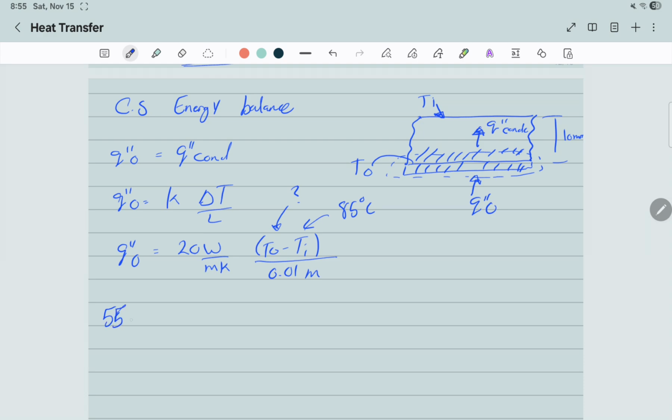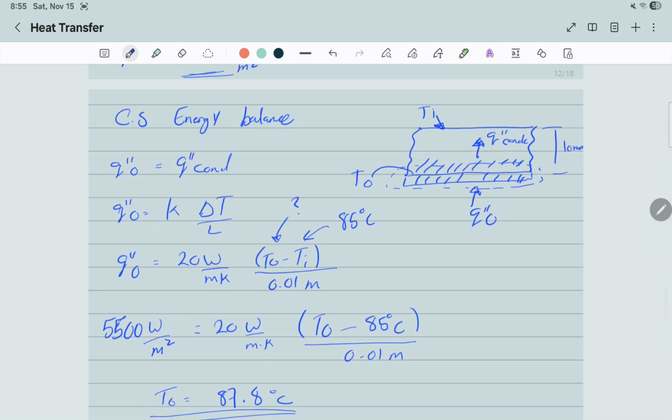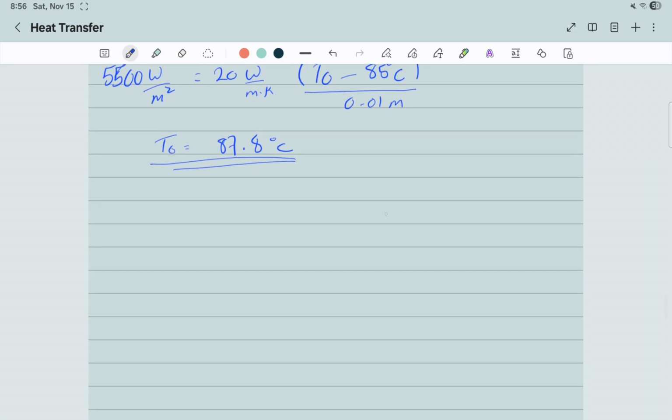We can plug in our initial heat flux that we found from the above energy balance, 5,500 watts per meter squared, equals 20 watts per meter Kelvin, making sure the units match, times To, which is unknown, minus 85 Celsius, divided by 0.01 meters. Therefore, To equals 87.8 Celsius.